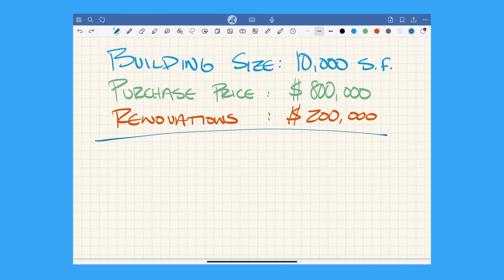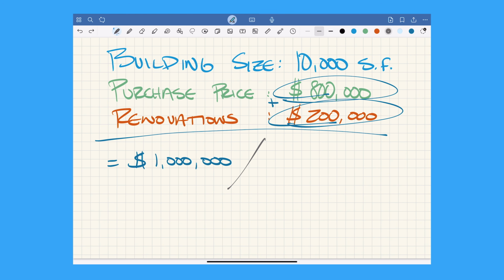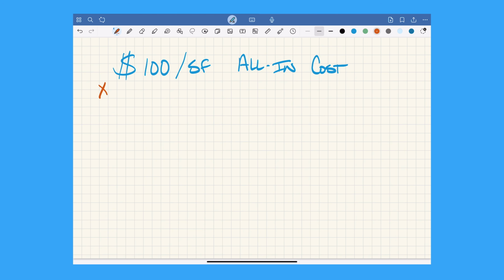Then you'll break down the purchase price and any renovations into a price per square foot. So if you're looking to buy a 10,000 square foot building and your all-in costs, including the purchase price and renovations, is $1 million, that's $100 per square foot. I personally like to use a 12% cap rate when I'm analyzing my deals, which essentially means that I would get a 12% cash-on-cash return if I paid all cash for the deal.